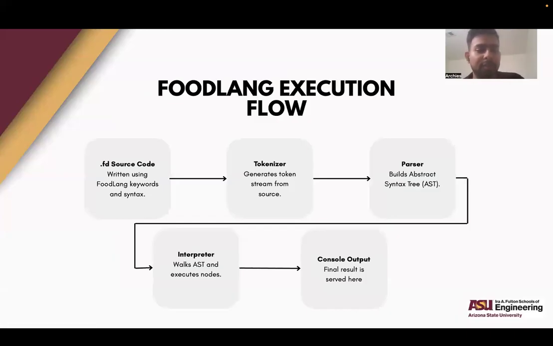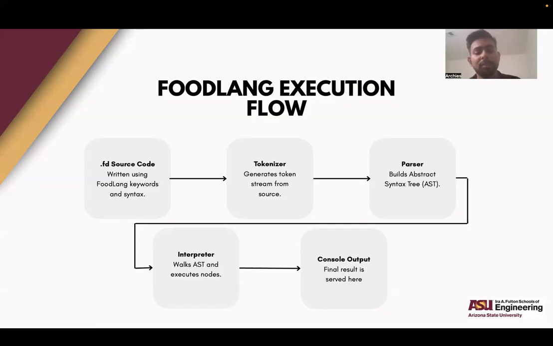Now that we have covered the tooling support, let's look at how FoodLang code actually runs under the hood. Here is a simplified execution flow. We'll begin with the .fd source code. This is basically our raw FoodLang program written using its playful and readable syntax. The code then goes to the tokenizer, which reads the file and breaks it down into tokens. These are individual elements like keywords, identifiers, numbers, and so on.